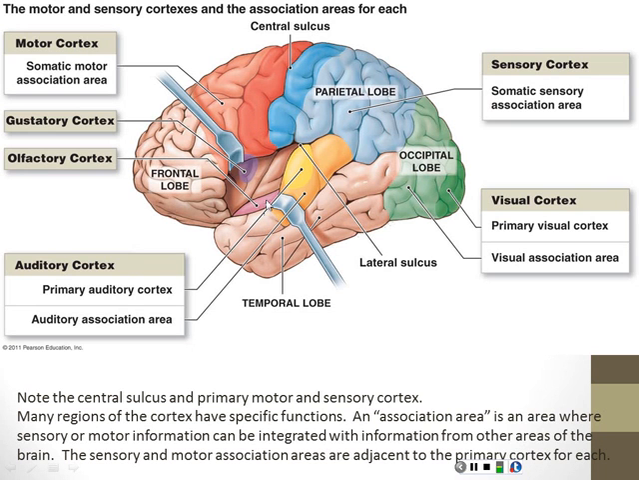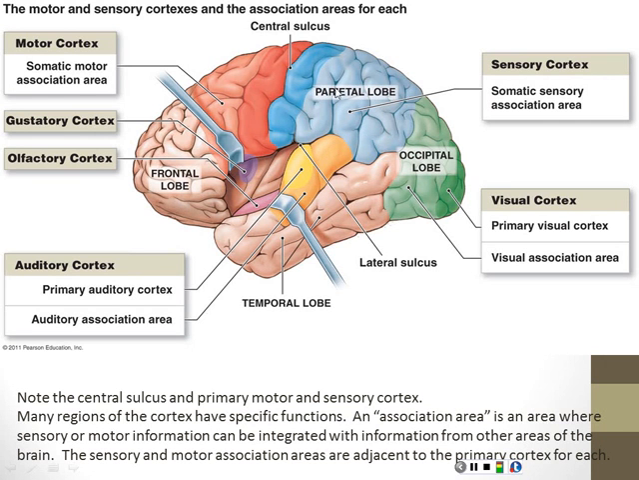So what about the other two lobes? Well, the occipital lobe has the visual cortex at the back. That creates our sense of vision from what the eyes bring. And then the temporal lobe has the auditory cortex, sort of right there in the middle. So the frontal lobe controls skeletal muscle, the parietal lobe controls sensation, the occipital lobe, vision, the temporal lobe, auditory. Okay, so the sort of four claims to fame of the four different lobes.